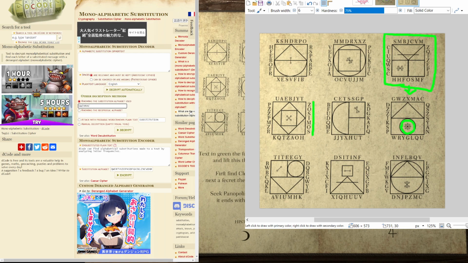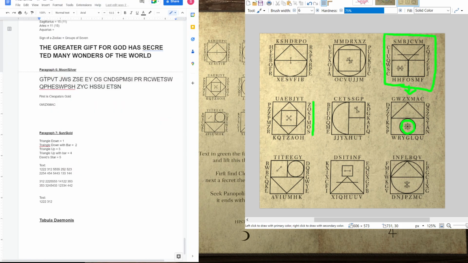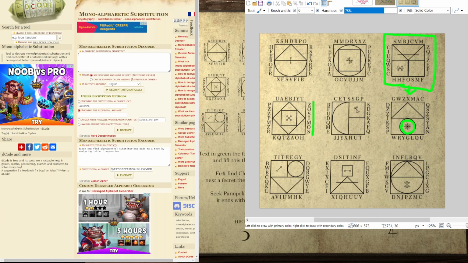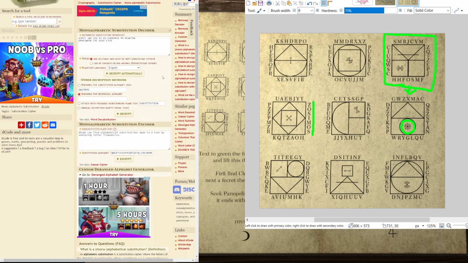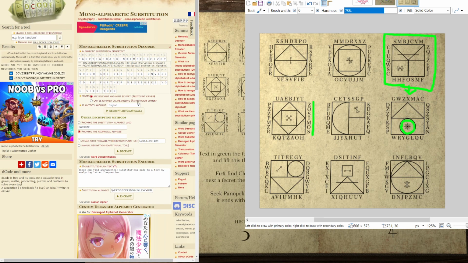Maybe not every letter is part of the cipher. Some might be correct already. Maybe, but... Alright, let's... Where was it? Decrypt automatically. Oh, well. It just automatically found the substitution. This is why I didn't want to do this, but hey, here we are. We can now try to figure out why this is true.